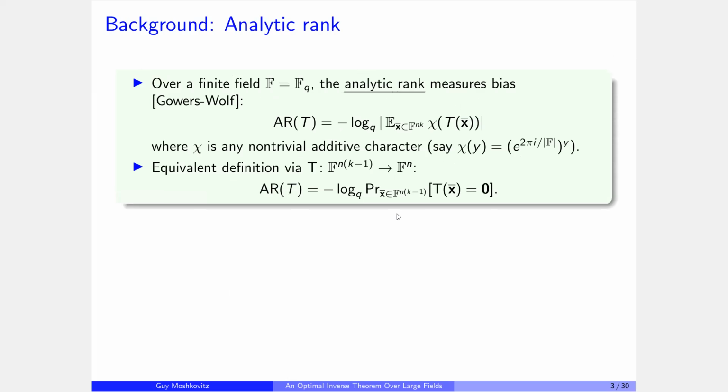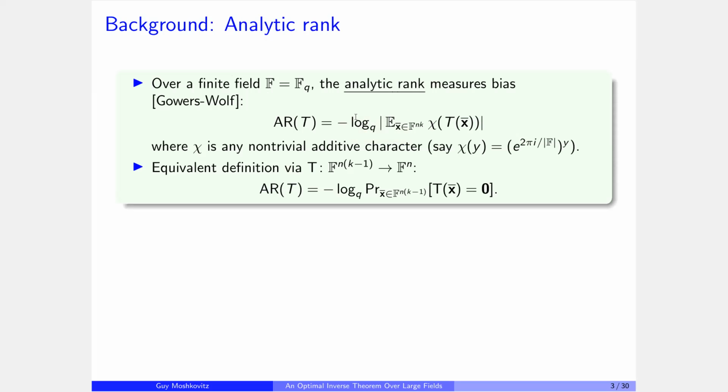Okay, what are the main stars of the play? We have analytic rank and partition rank. Here's the definition of analytic rank. Intuitively, it measures the bias: if you think of the tensor as a function, then it measures the bias of this function. It's only defined over finite fields, so for most of the talk we're going to work with finite fields. This is the finite field of size q.